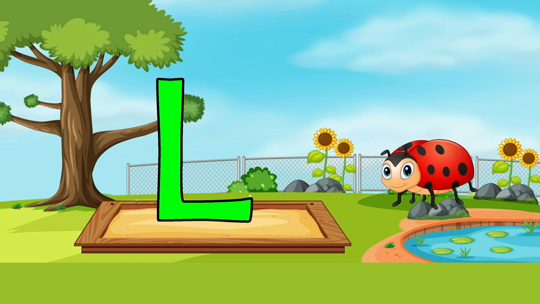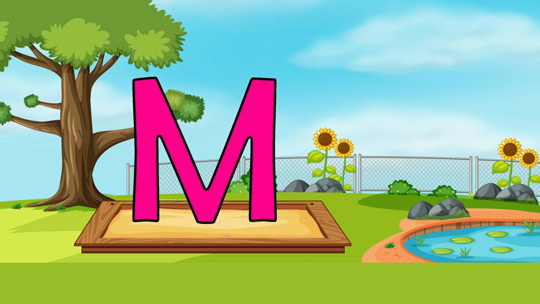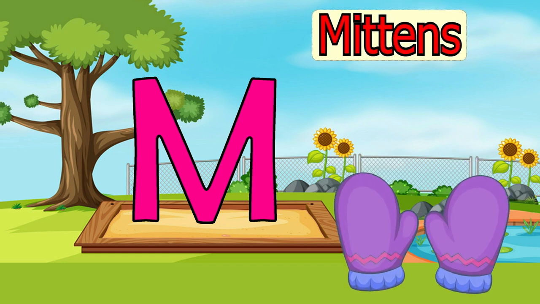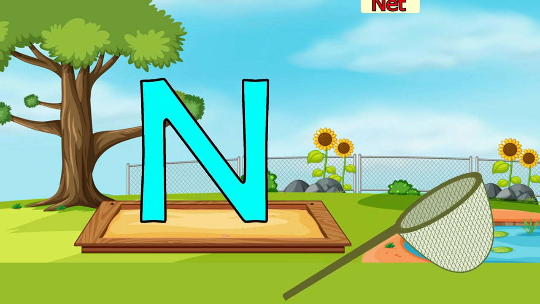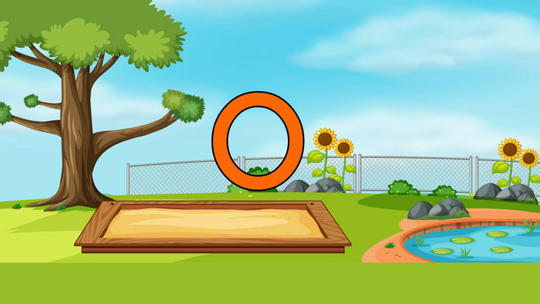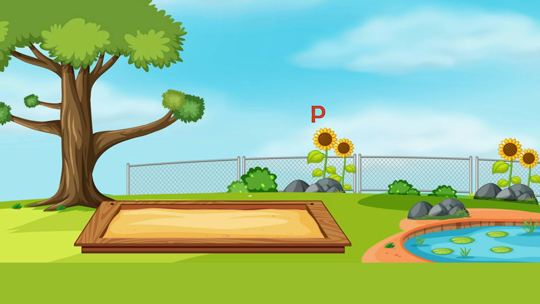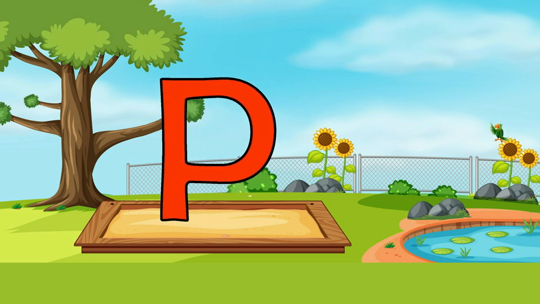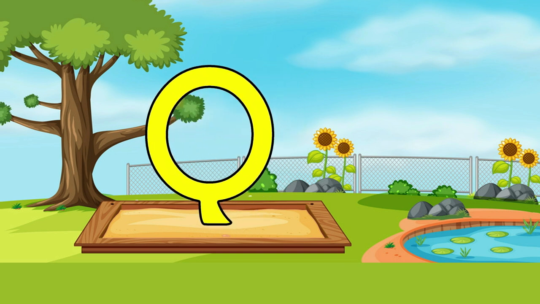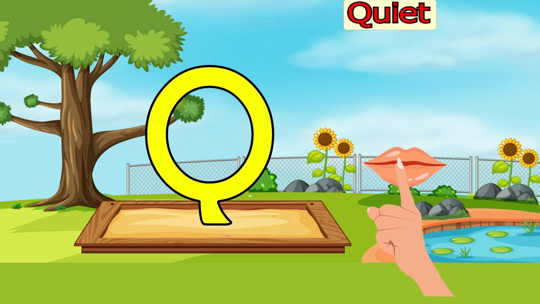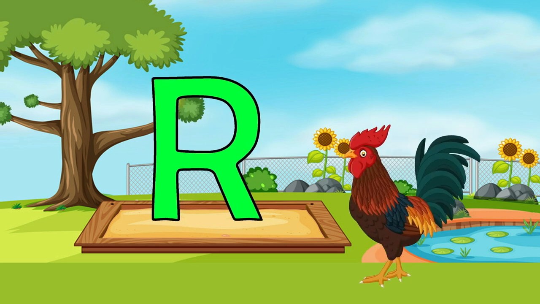L is for ladybug. M is for mittens. N is for net. O is for ostrich. P is for parrot. Q is for quiet. R is for rooster.